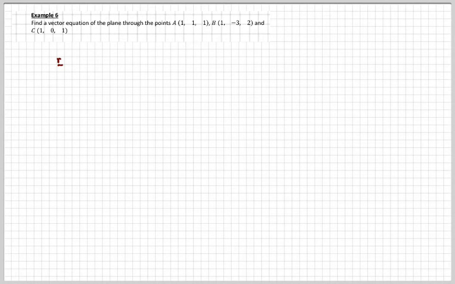Okay, example 6. You should probably pause the video, try this question yourself, and then see what you come up with. In this question, let's think about it. Well, we need to get to the plane first. We need to get to, so O to A, and then the vectors on the plane are going to be AB and AC. So we just need to find all these vectors.